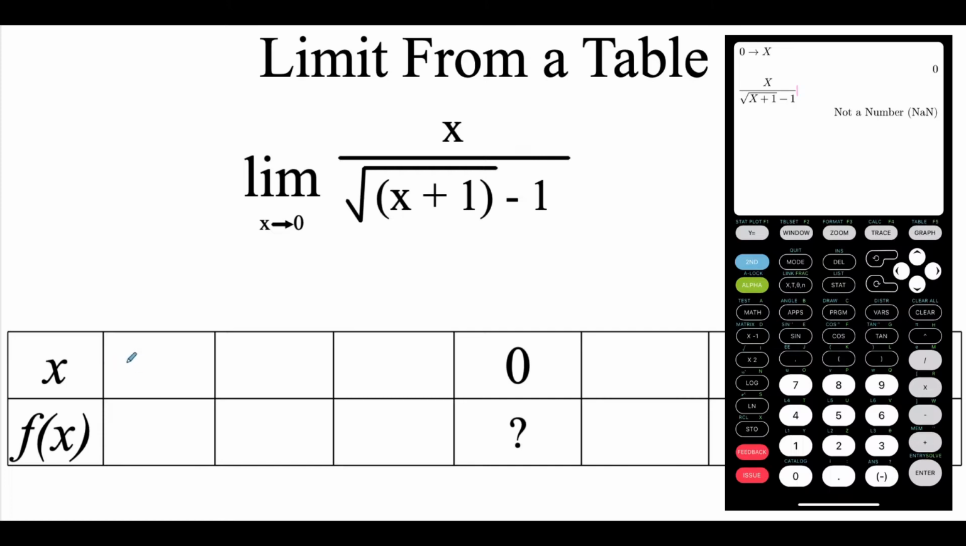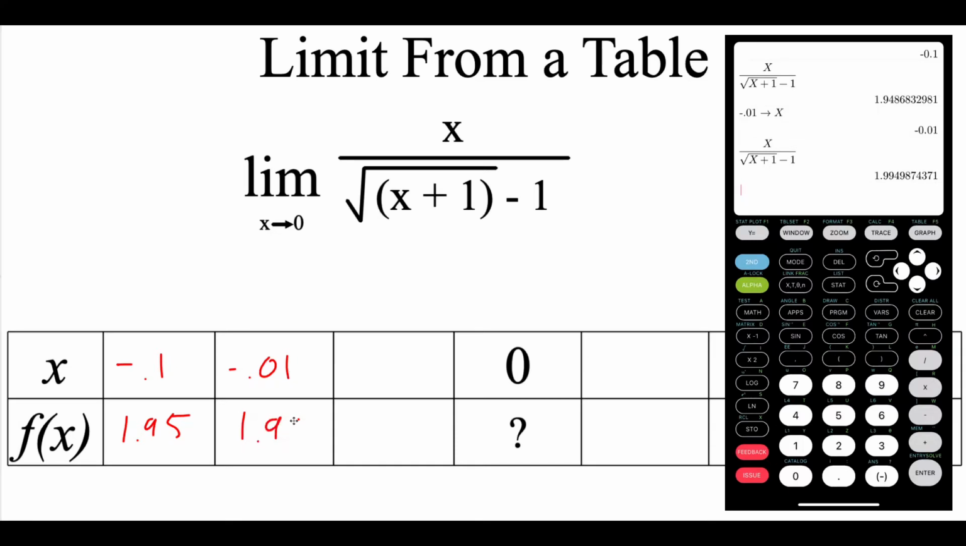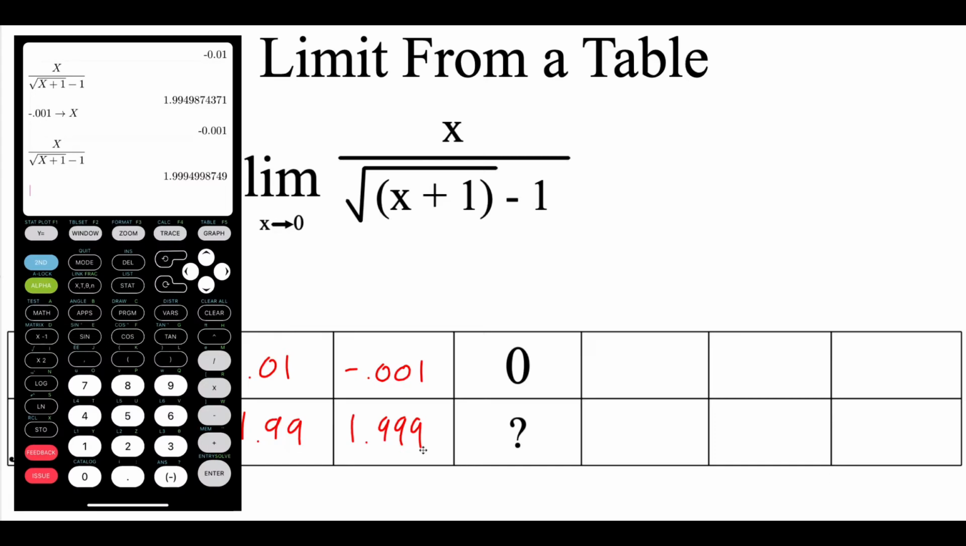I'm going to start left of 0, and I'm going to start with negative 0.1. Again, I'm going to use my calculator and the store key. So when I plug in negative 0.1, I get about 1.95. Well, let's move a little bit closer to 0. So maybe I do negative 0.01. Again, I'm going to use my store key there. And so when I type that in, I get 1.99. But then I want to get even closer to 0. So maybe I go negative 0.001. And again, using my store key there, I get 1.999.